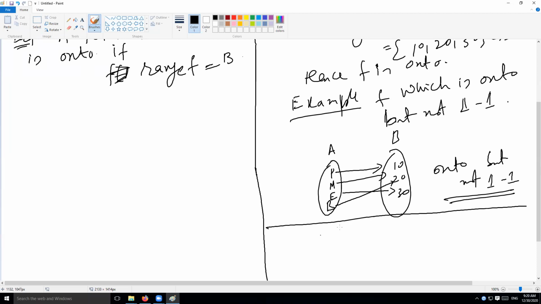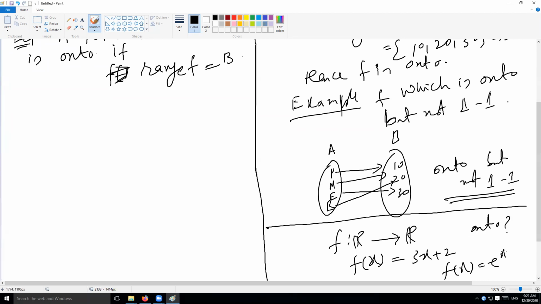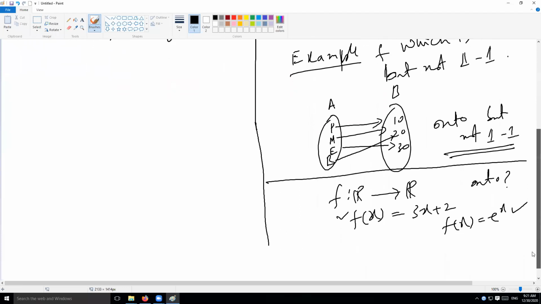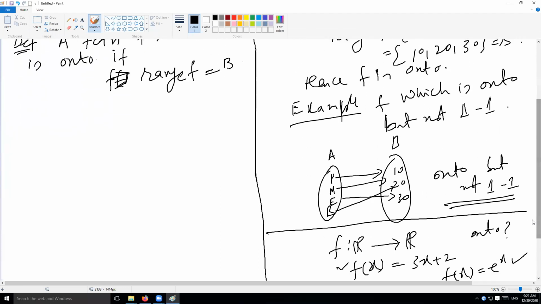But imagine if I have been given a genuine function f from R to R, and I have been asked to verify that f of x equal to, say, 3x plus 2, or f of x equal to e to the x, are onto functions. Or are they onto functions? So how can I verify whether a given recipe of a function defines an onto function or not?